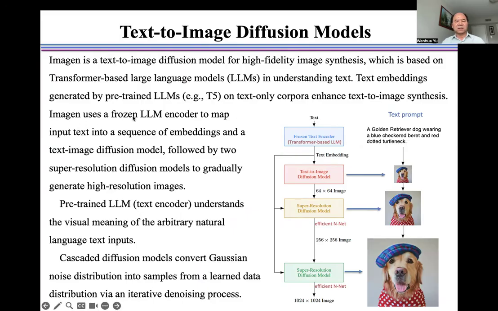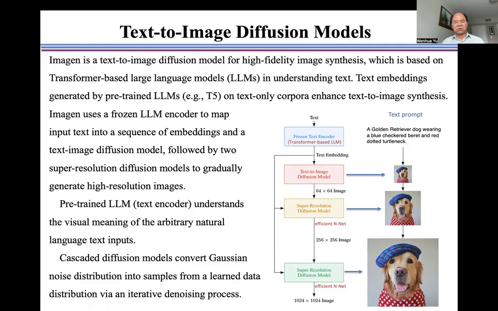Imagen uses the frozen large language model encoder, as shown here, to map the input text into a sequence of embeddings. And the text-to-image diffusion model, as shown here, followed by two super-resolution diffusion models, as shown here and here, gradually generate high-resolution images. The pre-trained large language model understands the visual meaning of arbitrary natural language text inputs.